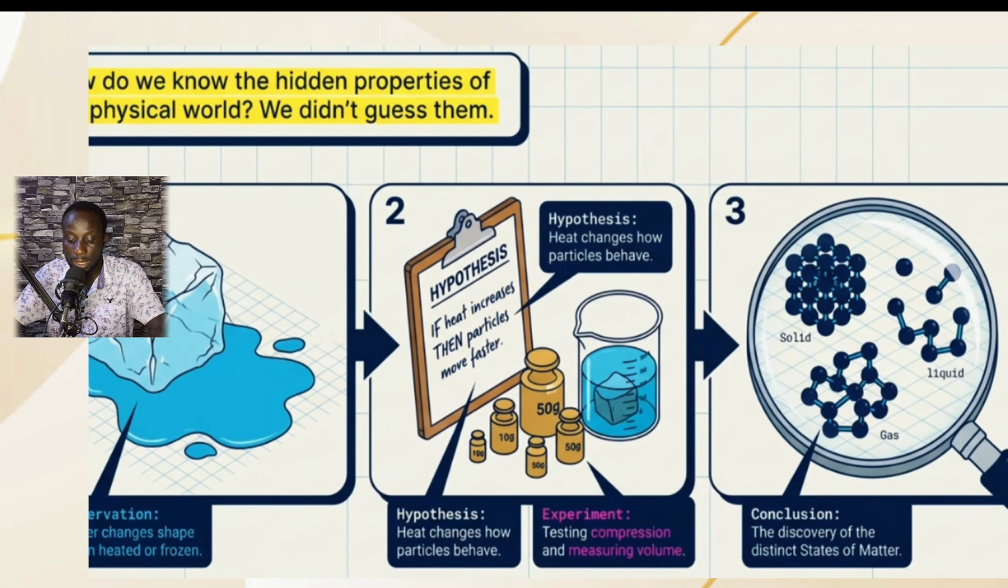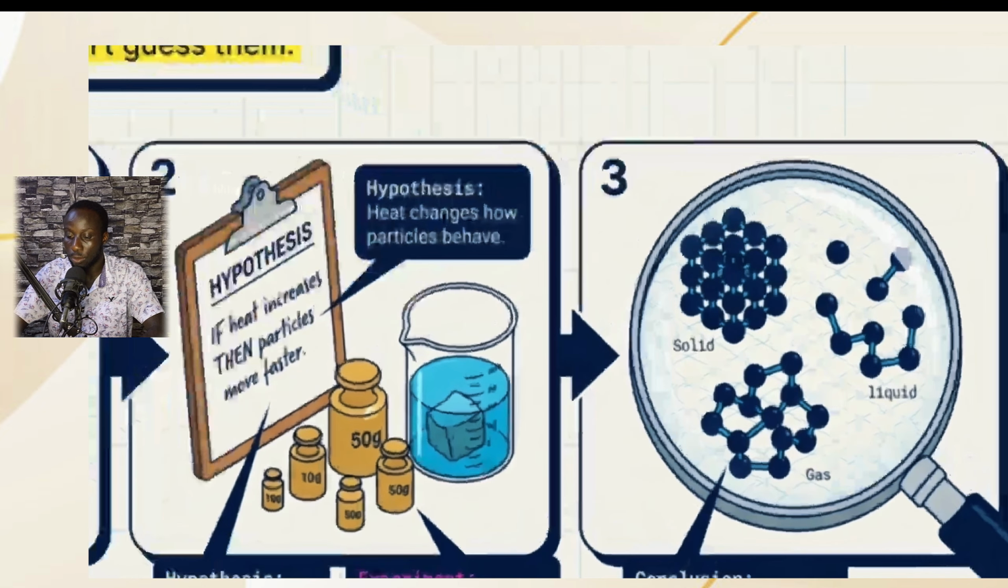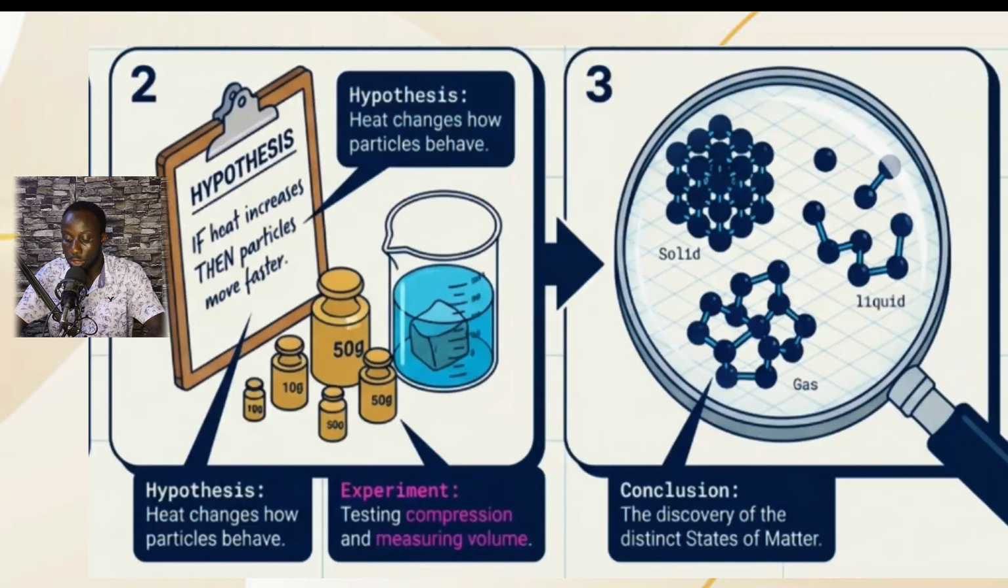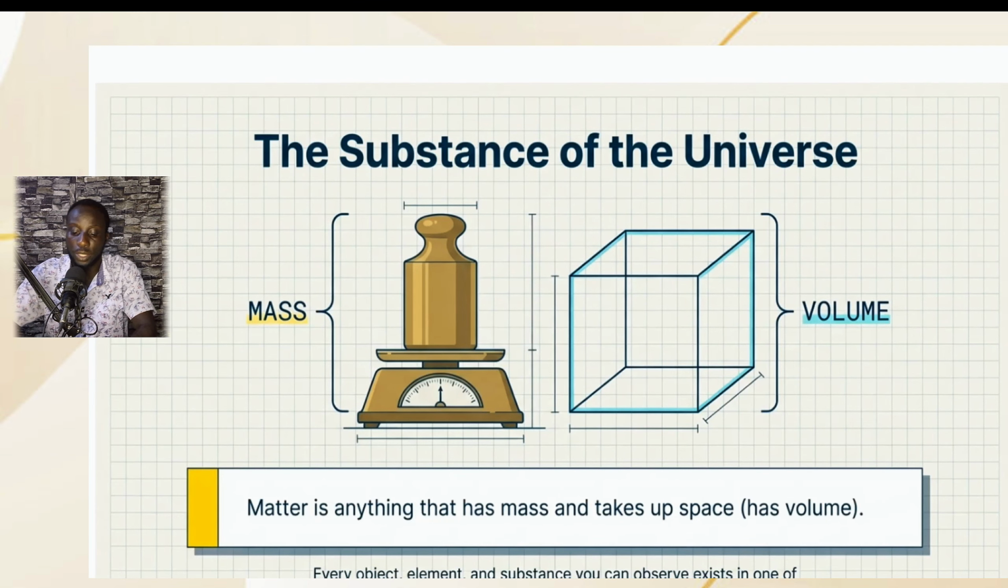Hypothesis: heat changes how particles behave. That's my guess. And then testing compression, I can measure volume. So heat changes how particles behave. Then conclusion: the discovery of the distinct states of matter. So this is what we came out with. The conclusion: the discovery of what? Distinct states of matter.